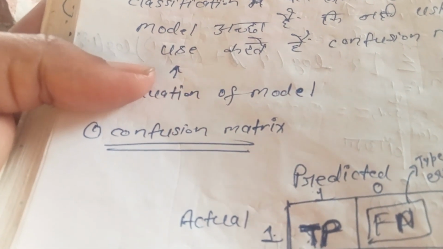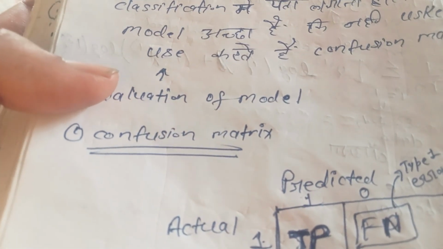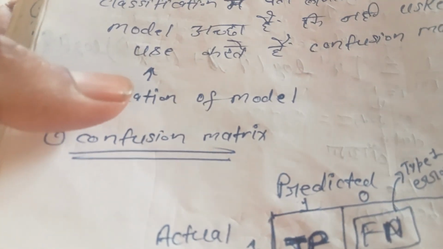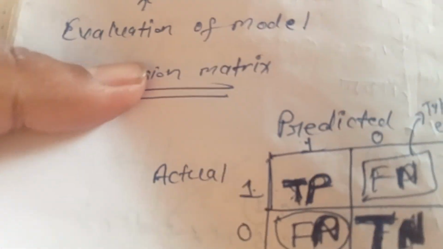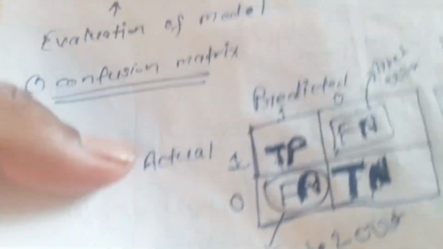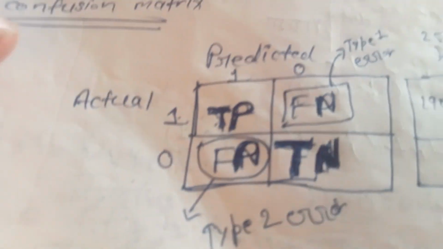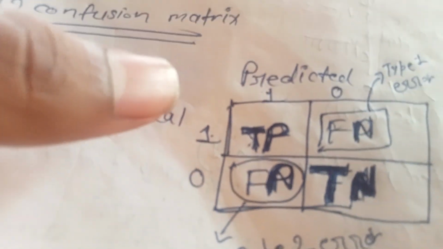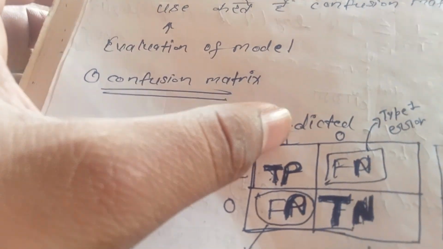उसके लिए हम यूज़ करेंगे कन्फ्यूजन मैट्रिक्स. ओके, अगर आपको क्लासिफिकेशन प्रॉब्लम्स है आपके पास, तो हमें पता लगाना होता है कि हमारा मॉडल परफॉर्मिंग वेल है या नहीं. सो फॉर दैट वी यूज़ evaluation of model. We call it evaluation of model and confusion matrix. First we have, so here is actual and predicted. So this is actual and we have predicted, and predicted is 1 and actual is 1.